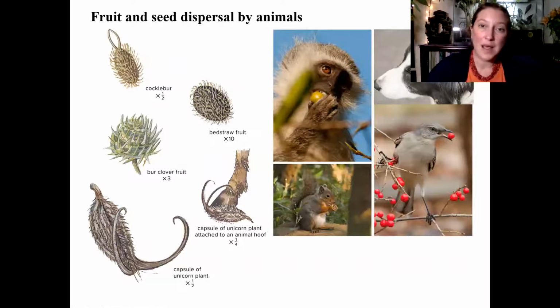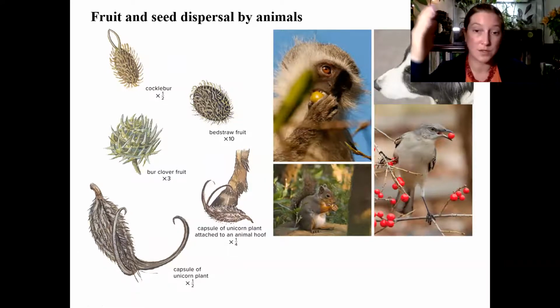Fruit and seed dispersal by animals. Yeah, so sometimes animals eat fruits and their seeds, or sometimes they just eat the seed, but most of the time they eat the fruit and the seeds are inside. For example, a squirrel eating a nut, like an acorn in the park, right? And this allows the seeds to get dispersed.